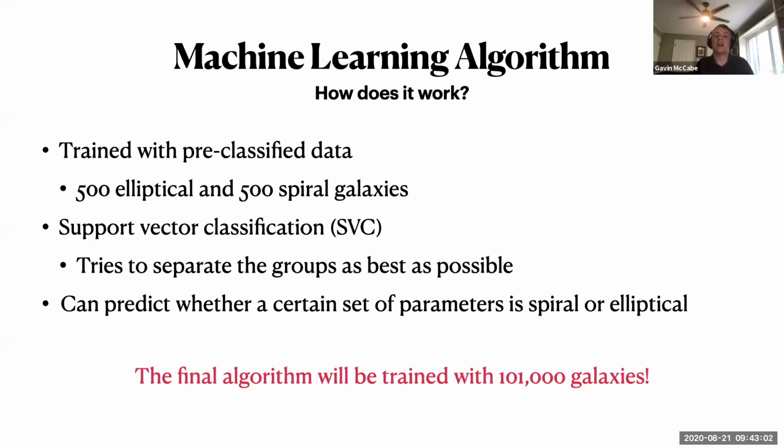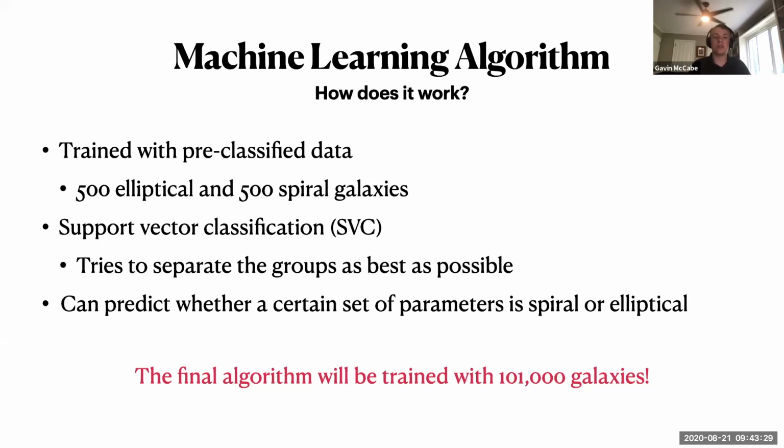So in this case, we have the pre-classified data that I talked about before, the 500 elliptical and 500 spiral galaxies from Galaxy Zoo. And we're going to use an algorithm called support vector classification, or SVC. SVC tries to find the optimal hyperplane that divides the classifications. In layman's terms, it basically just tries to separate the groups as best as possible. So it sees that all of these must be elliptical, all of these must be spiral, and it just kind of figures it out from there.